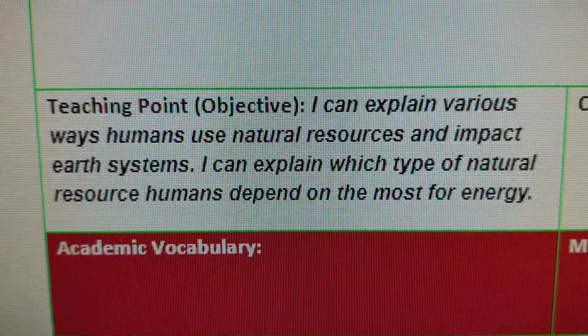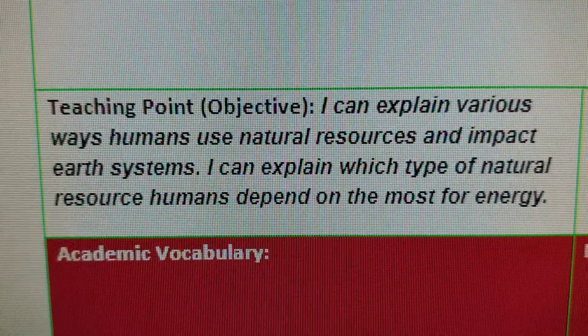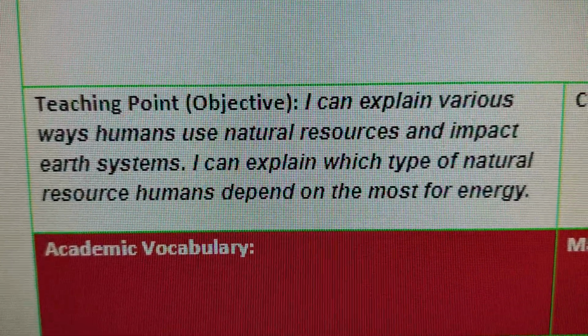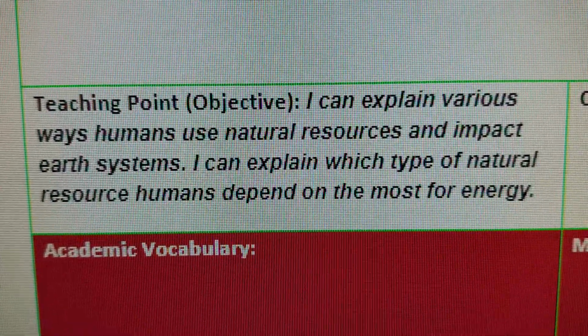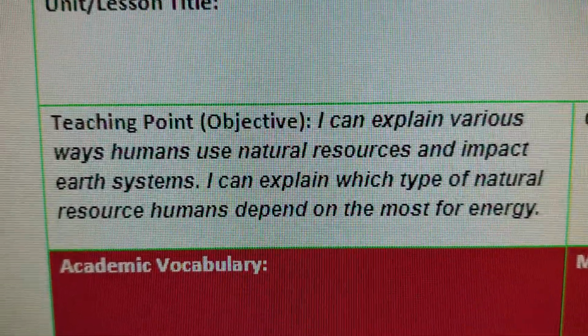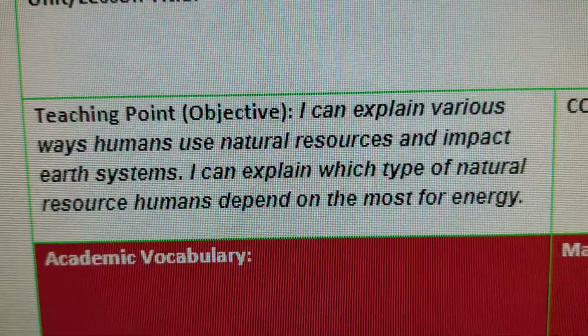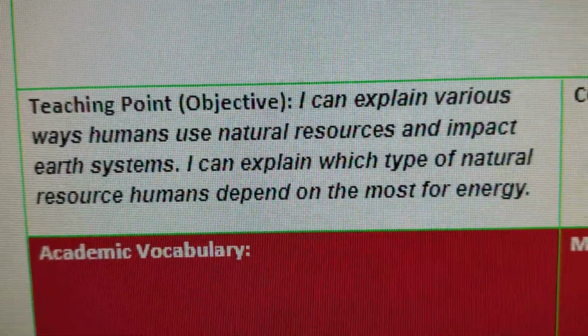Okay, here we go. It is January 14th, 2019. We're looking at our objective for today. I can explain various ways humans use natural resources and impact Earth systems. I can explain which type of natural resources humans depend on the most for energy.